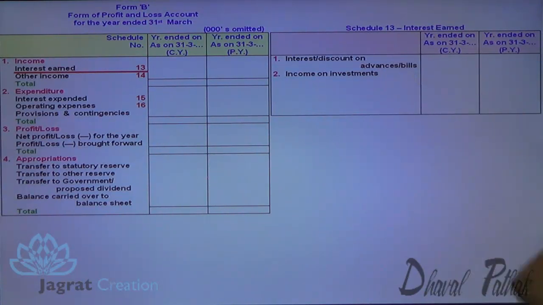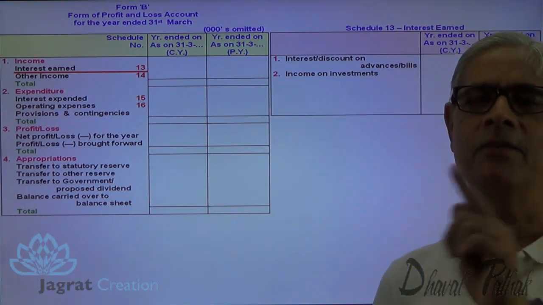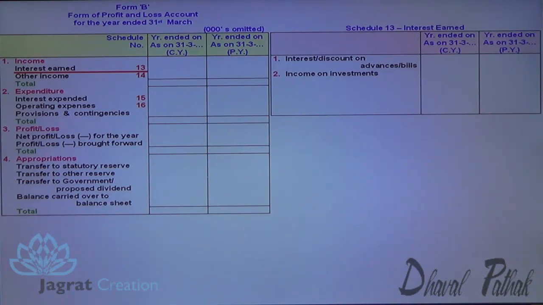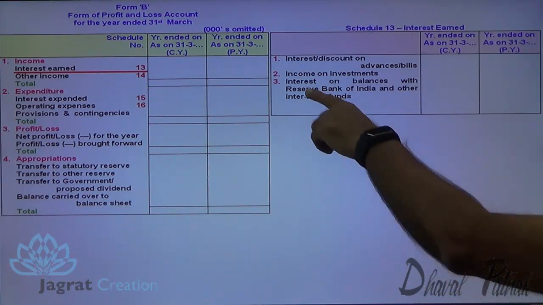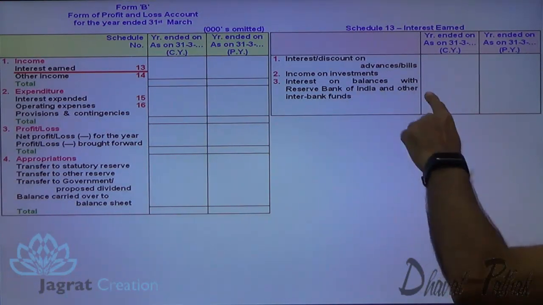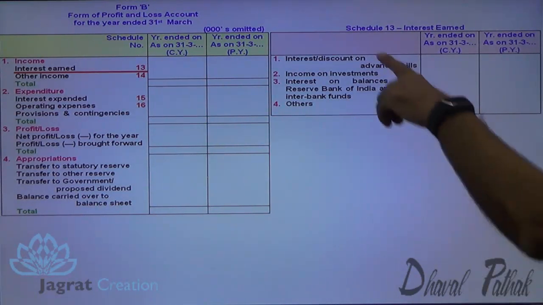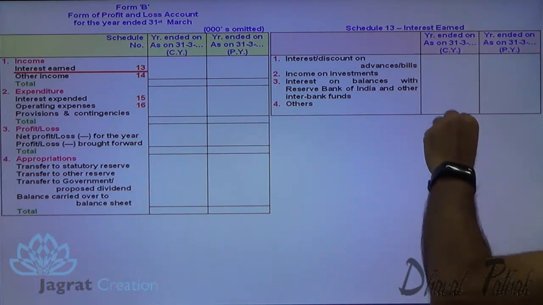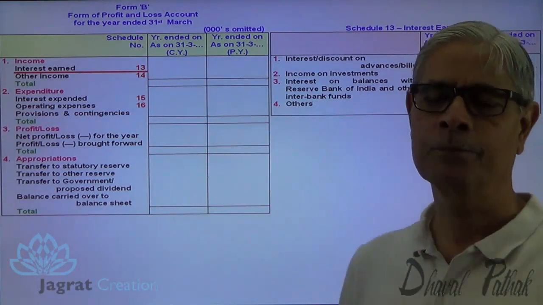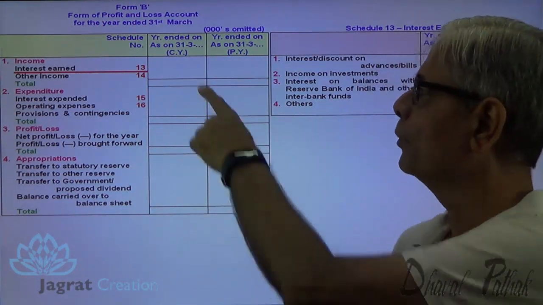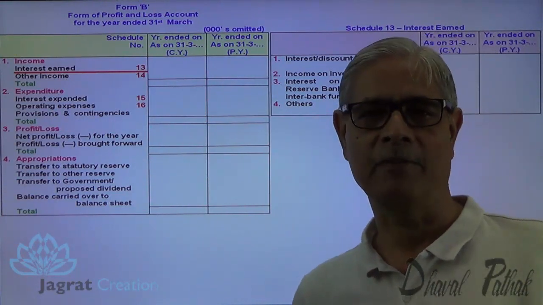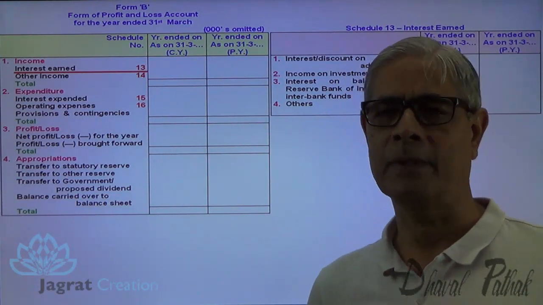The second income by way of interest is income from investment. Third is interest on balance with Reserve Bank of India and other interbank funds, and if at all there may be any other interest, that will be presented in the fourth point. So these are the four sub-points. The total of these 4 points is recorded here on the debit side of the profit and loss account. Here you are required to write the details of the previous year for comparison purpose.